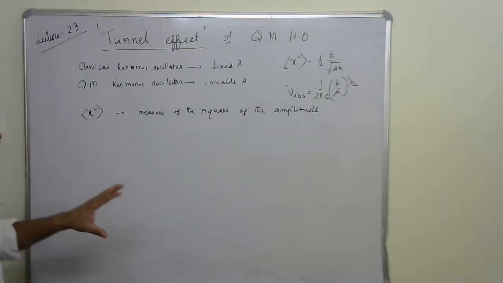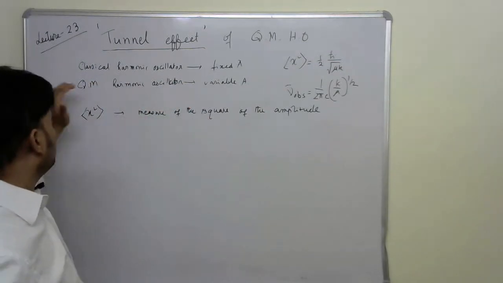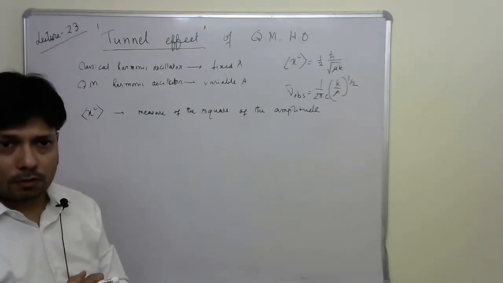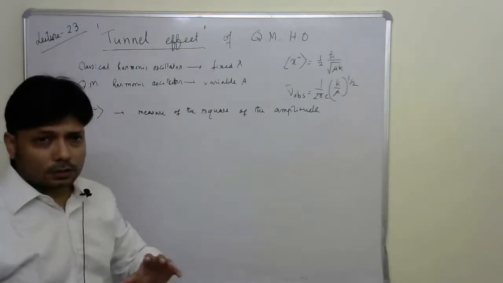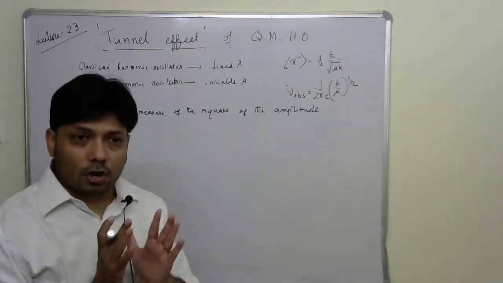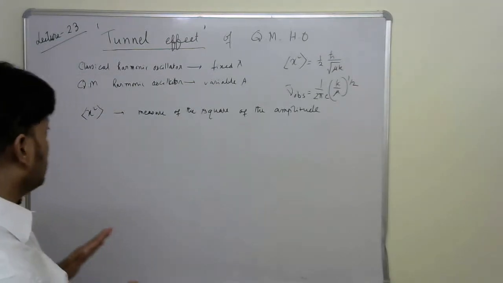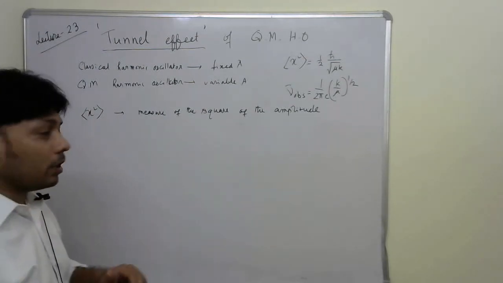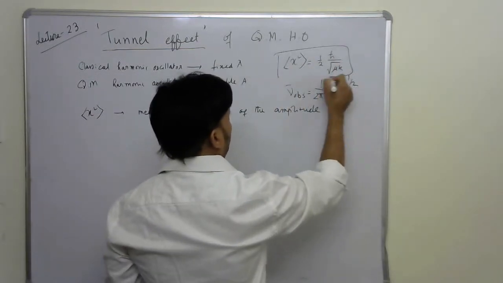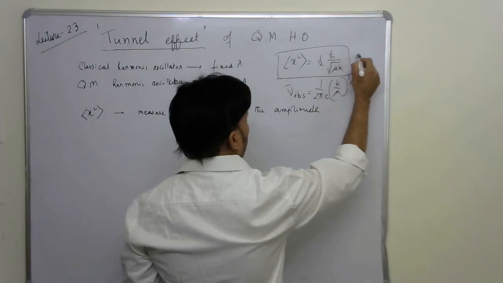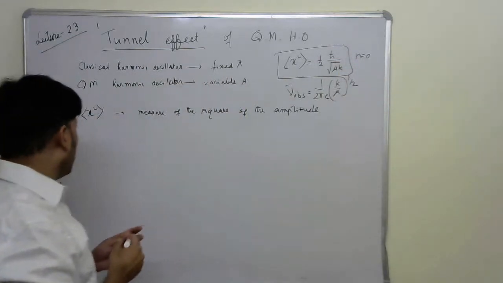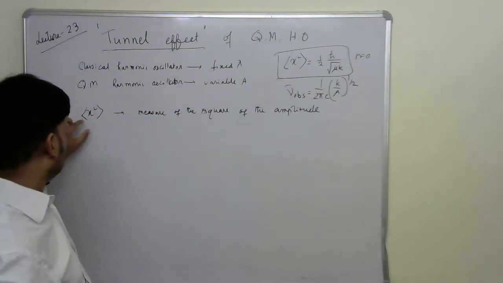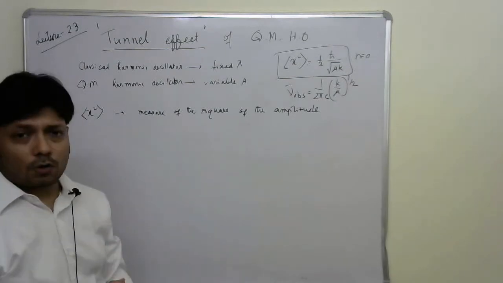Let me mention again that for the classical harmonic oscillator, its amplitude A is fixed, and for the quantum harmonic oscillator the amplitude is not fixed, it is variable. So what happens is, the x squared average that we have already found out and calculated, definitely for n equal to 0, is this. Here x squared average is the measure of the square of the amplitude.